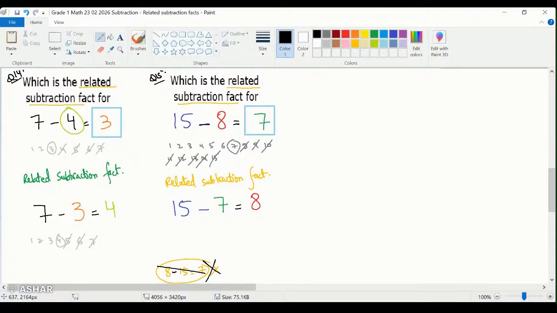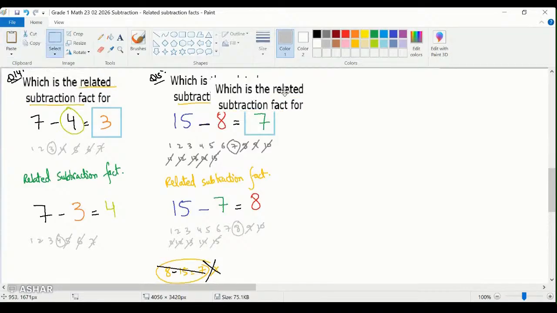So the related subtraction fact would be 15 minus 7 should be equal to 8. Let's confirm. 1, 2, 3, 4, 5, 6, 7, 8, 9, 10, 11, 12, 13, 14, and 15. Let's remove 7. The answer comes out to be 8. Okay, thank you.